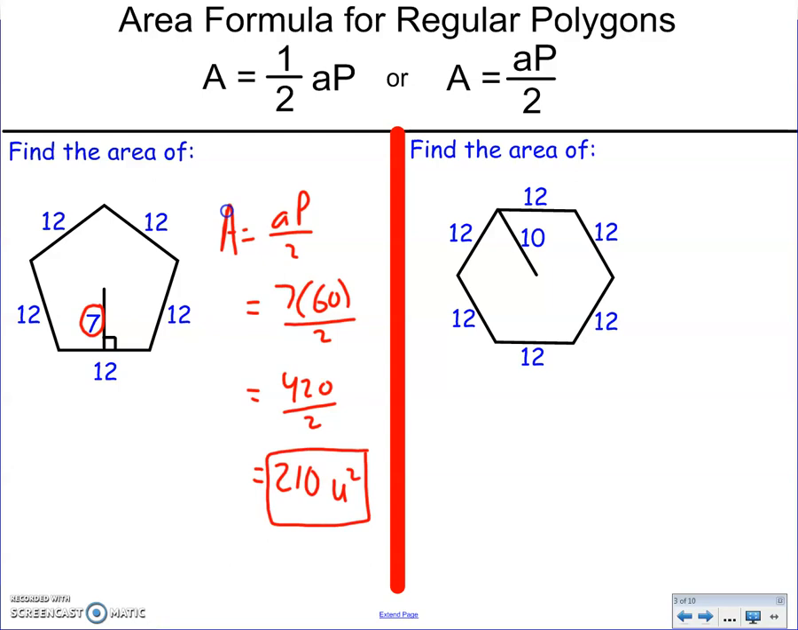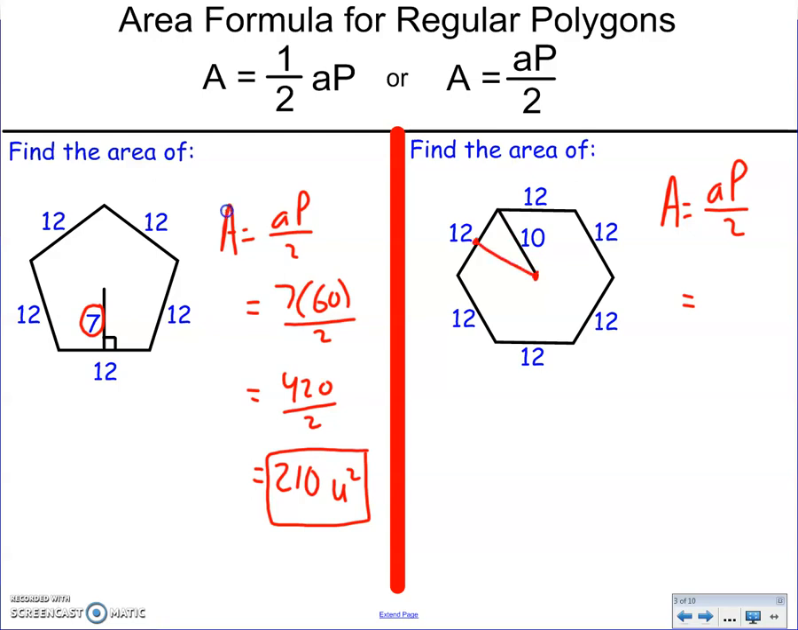All right, here's another one. It is a regular hexagon. So again, write the formula. Area equals apothem times perimeter over 2. Now be careful, we do not have the apothem here. It is not 10. 10 does not go from the center to the midpoint of a side. 10 goes center to one of the vertices. So we need to actually find the center to the midpoint.